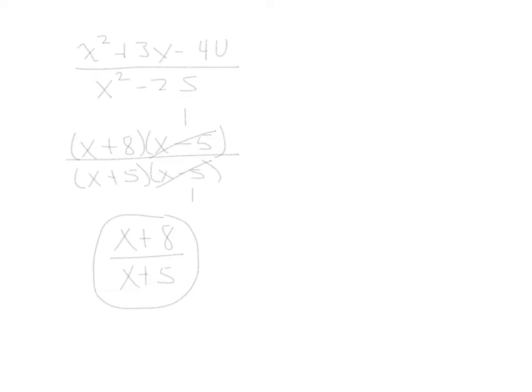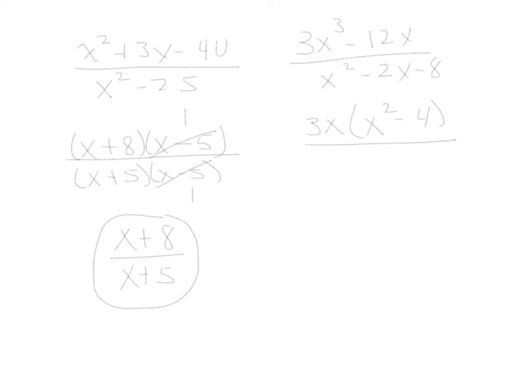Moving on, let's do a second problem. We will begin with 3x to the third minus 12x. And on the bottom, we have x squared minus 2x minus 8. Beginning on the top, we notice that they both have a common factor of 3x. So if we factor a 3x out, that leaves an x squared minus 4.